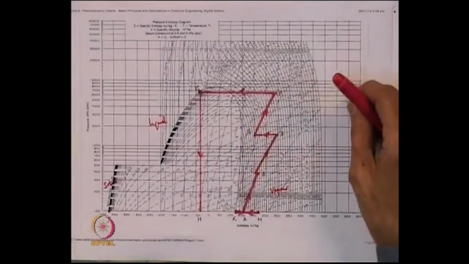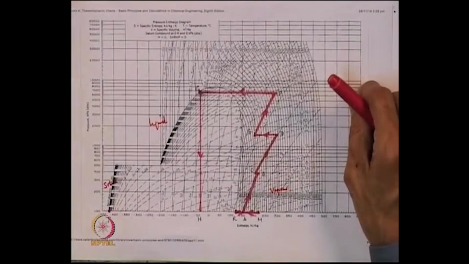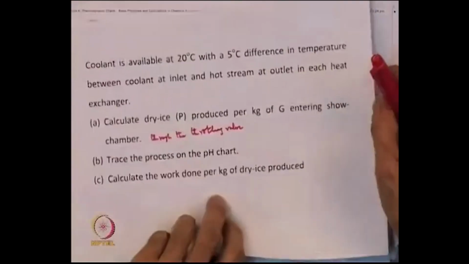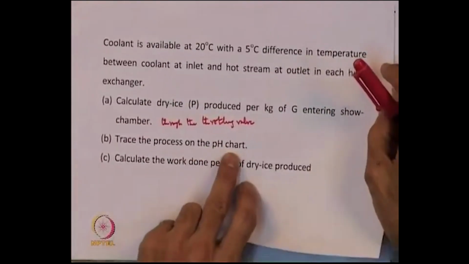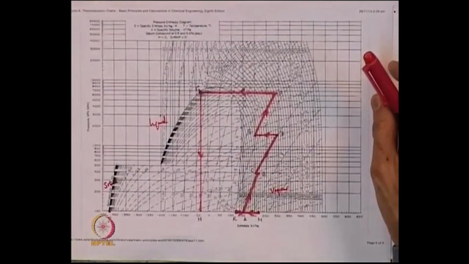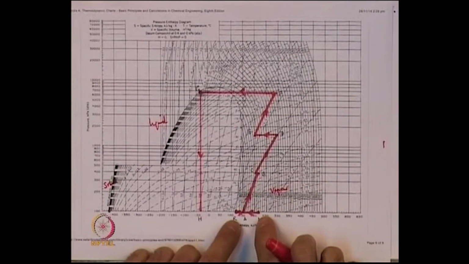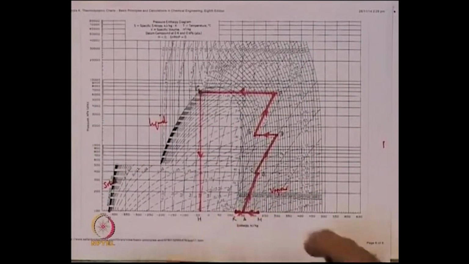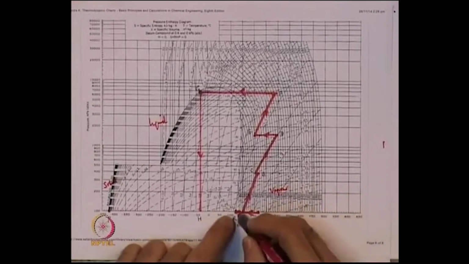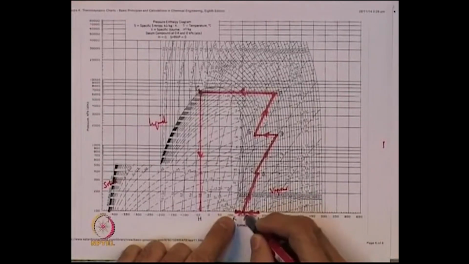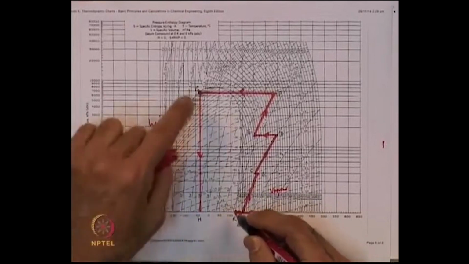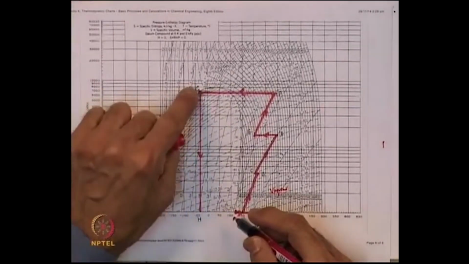So, this actually completes the problem, but the second part of the problem is to trace the process on the pH chart. We have already done that, let me go over it again. You have makeup carbon dioxide, you have recycled carbon dioxide. The recycle can be located very easily. To know the amount of recycle, you have to do the calculation starting from G.